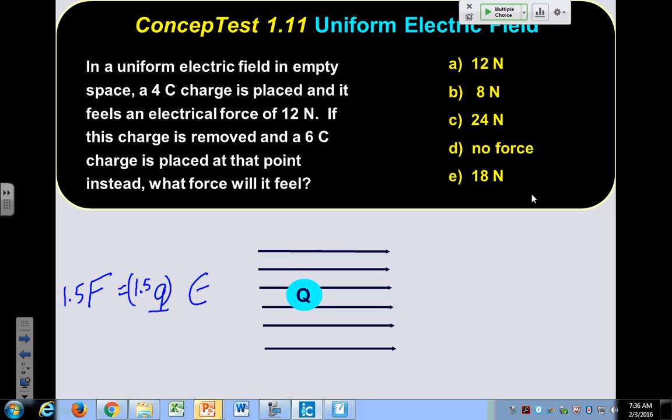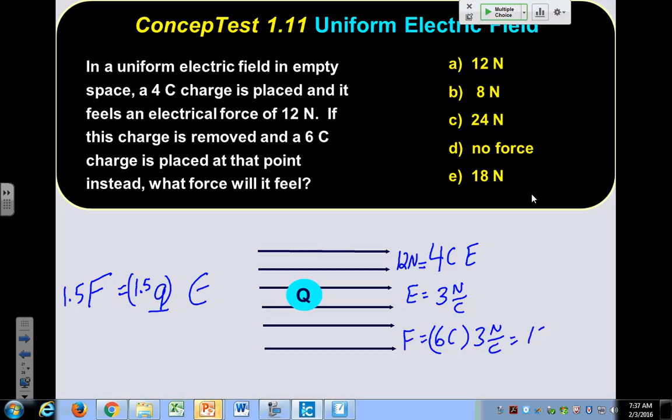But if you want to go through the whole process, you could say, with a 4 coulomb charge, I get a force of 12 newtons. So what is my electric field? This electric field is 3 newtons per coulomb. So our force for the 6 coulomb charge will be 6 coulombs times 3 newtons per coulomb, which is 18 newtons. Either way, you get to the same answer of 18 newtons. It's a linear relationship. F is equal to Q times E, so any increase in Q or E will increase F by the same amount.